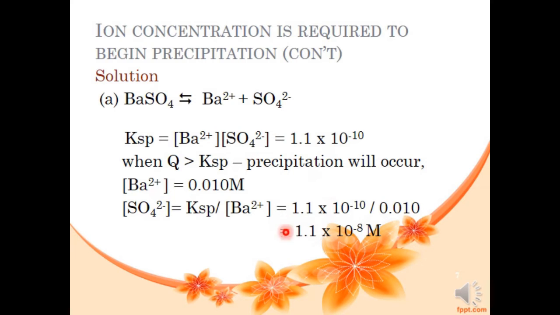So to answer question A, the sulfate concentration to begin precipitating is more than 1.1 times 10 power of negative 8 molar. Because Q, the reaction quotient, must be more than Ksp in order for the precipitate to form. If we substitute this back into the expression, we will end up getting the Ksp value only. So the rule is it has to be more than Ksp. So the concentration of sulfate has to be more than 1.1 times 10 power negative 8 molar to begin precipitation.